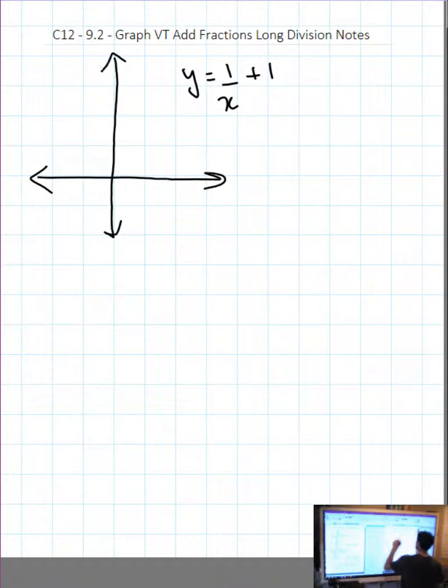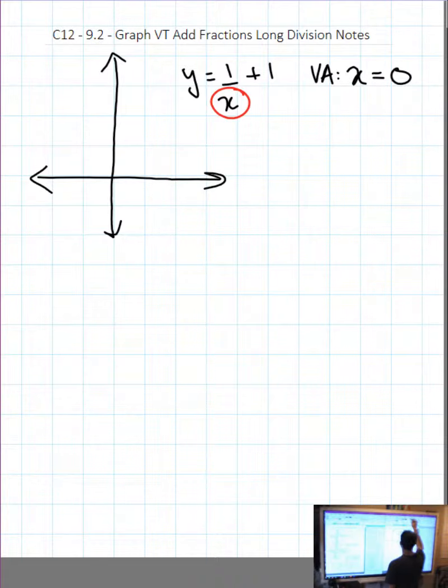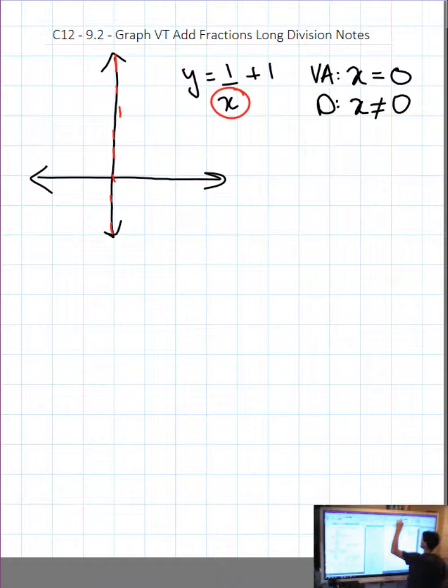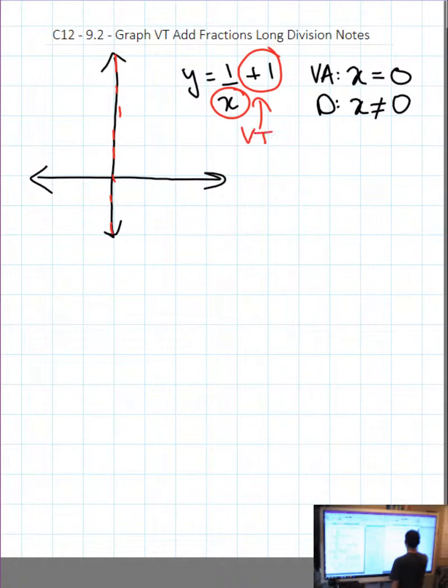Well, we know that, first of all, we have a denominator of x, so we find our vertical asymptote by setting the denominator equal to 0 and putting our vertical dotted line on the y-axis. Remembering the domain is just x can't equal 0. Now, we're taking the old graph and we're moving it up 1. So that 1 is a vertical translation up 1.